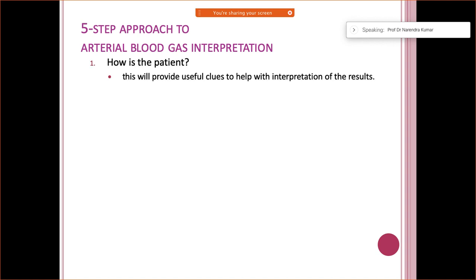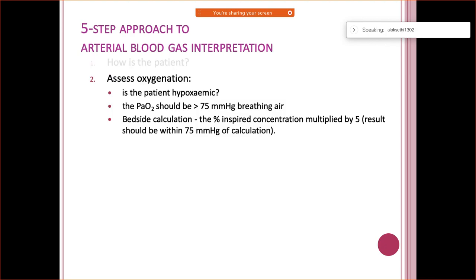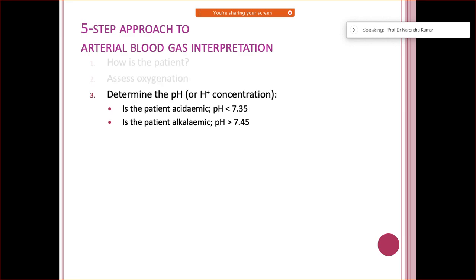So for example, the first one is, of course, how is the patient? That's why we all are clinicians, healthcare professionals. It is going to give you a clue for the interpretation of the results, in fact. And then you try to assess the oxygenation. Is the patient hypoxemic? The PaO2 should be more than 75 mm of mercury breathing air. Similarly, you have to do some bedside calculation: the percentage of inspired concentration multiplied by 5. It should be at least within 75 millimeters of mercury.